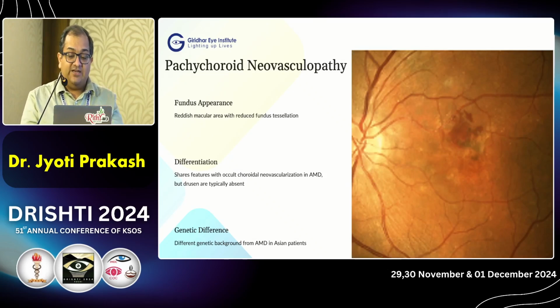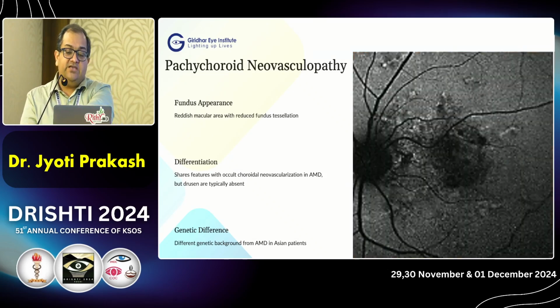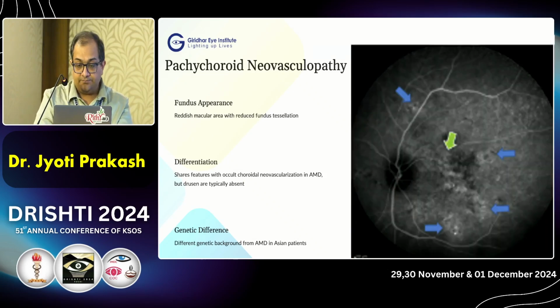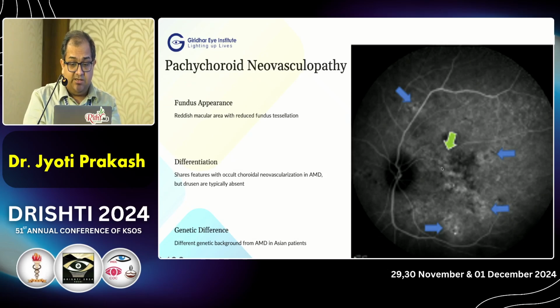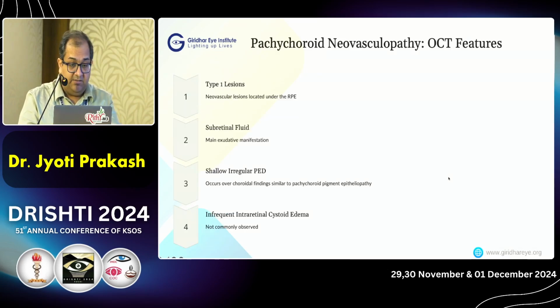If the hemorrhage is very dense, you can see a masked large area of hypoautofluorescence. Doing an ICG also helps highlight choroidal hyperpermeability in these areas. The whitish lesions which you see here are hyperfluorescences due to the choroidal hyperpermeability.